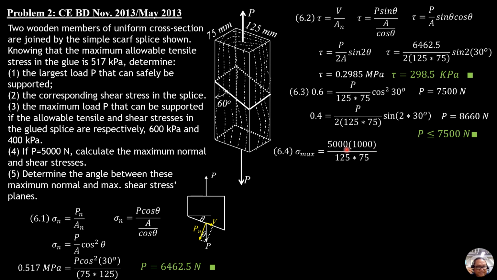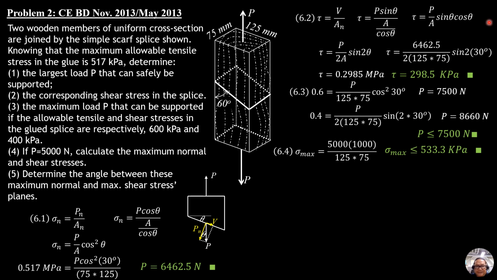5,000 newtons times 1,000 over area times quantity cosine square of something, which is 1. So solving for sigma max, it is 5,000 over quantity 125 times 75. We multiply 1,000 to convert it to kilopascal. So the answer here is in kilopascals, and it is less than or equal to 533.3 kilopascals.